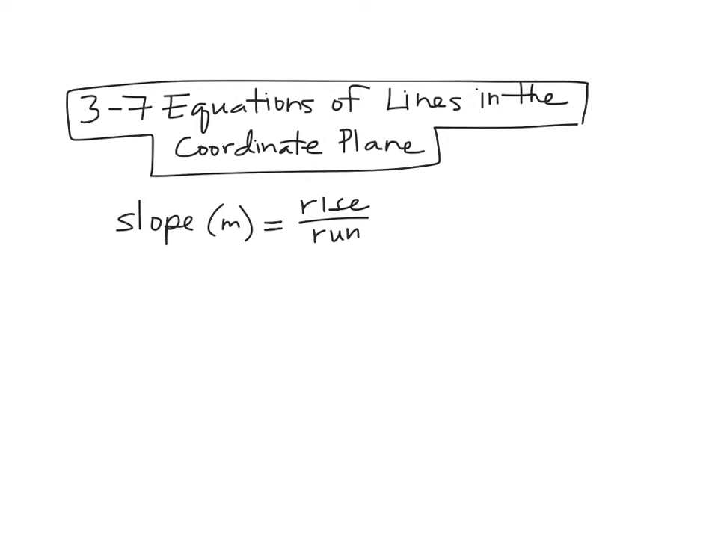Did you ever learn it as delta y over delta x? Delta just means change. So the change in y over the change in x, which is essentially the formula y2 minus y1 over x2 minus x1. Okay, so all of those are saying the same thing, right? The difference in y over the difference in x. And slope is always represented with the letter m, not an s.